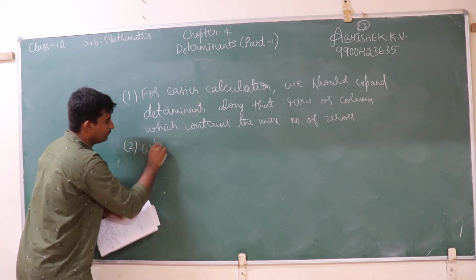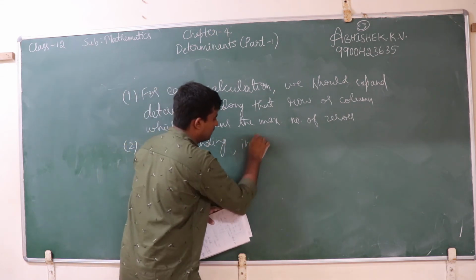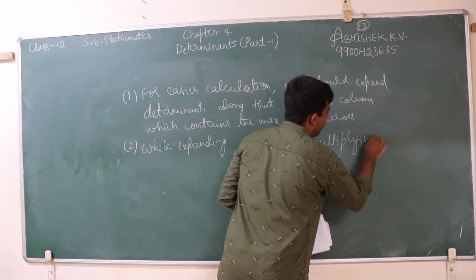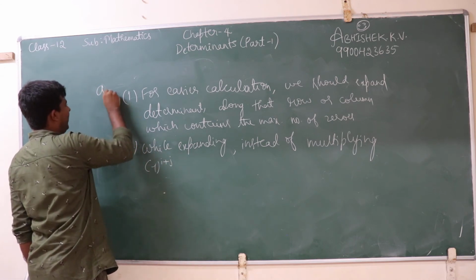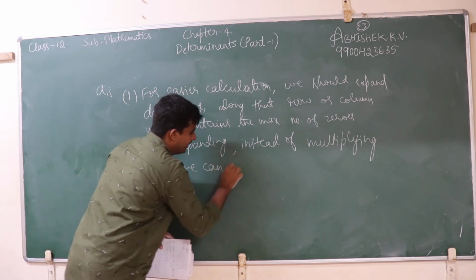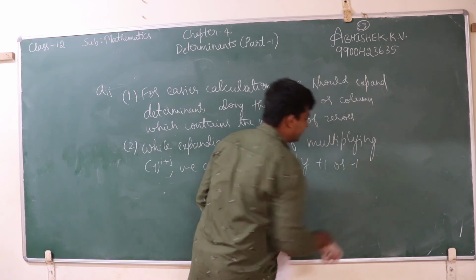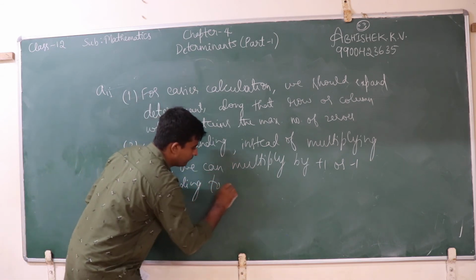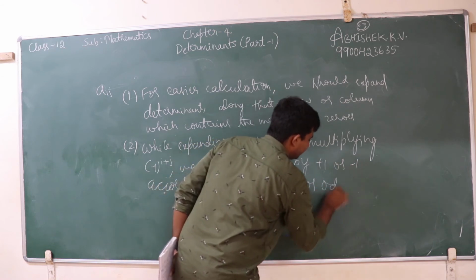While expanding, instead of multiplying minus 1 to the power of i plus j, that is, if I consider the i-th row, j-th column, we can multiply by plus 1 or minus 1 according to whether i plus j is even or odd.